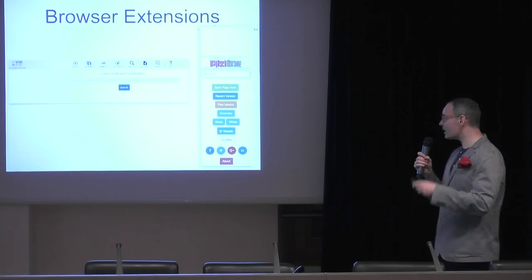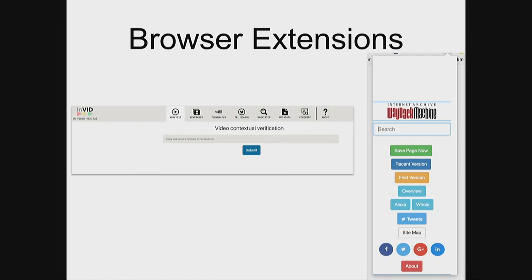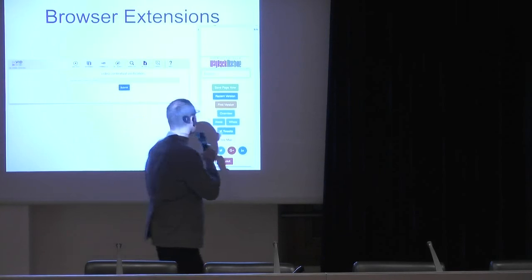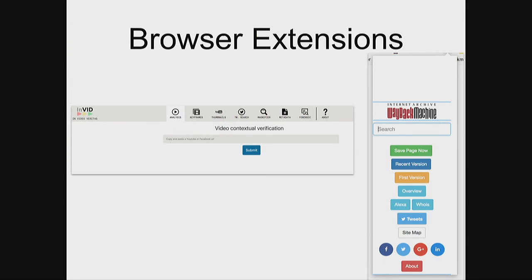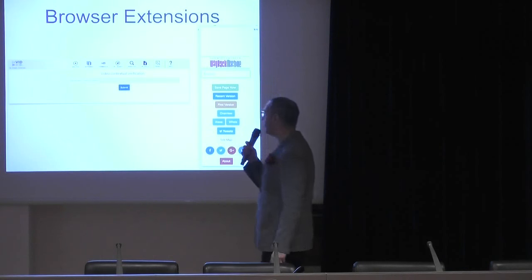All right. So here are four key browser extensions that I really encourage people who want to do this work to install. This one right here is called InVid, which stands for In Video Veritas. It's like a Swiss Army knife for verification, for photos and videos. It has a wide range of tools and things you can do. I'm going to show you a couple of them and how you would use them. It can give you basic video analysis.